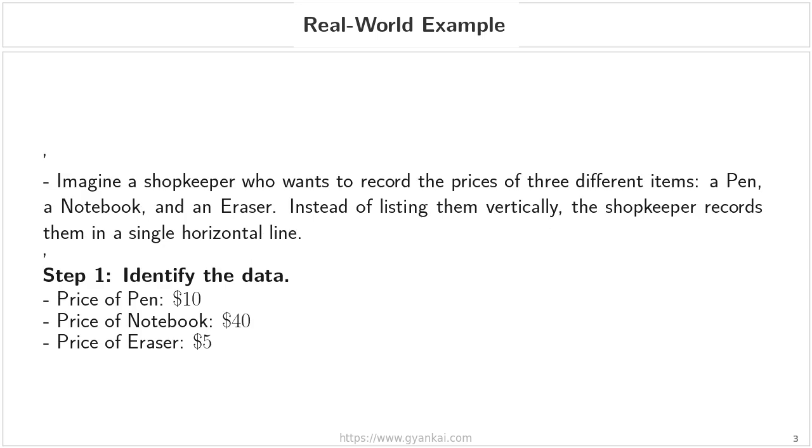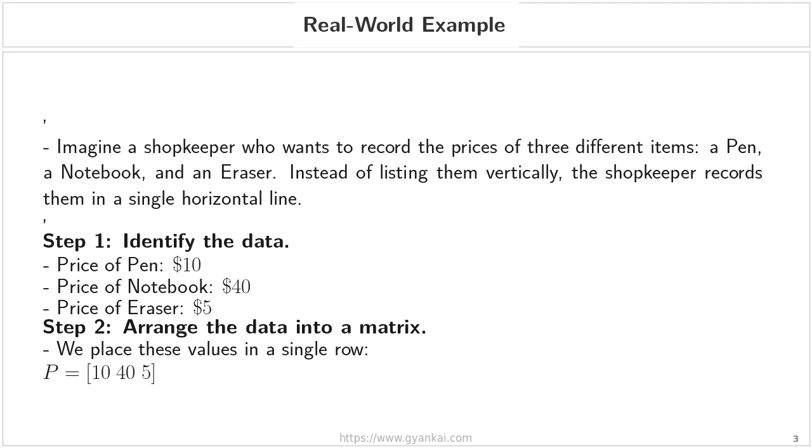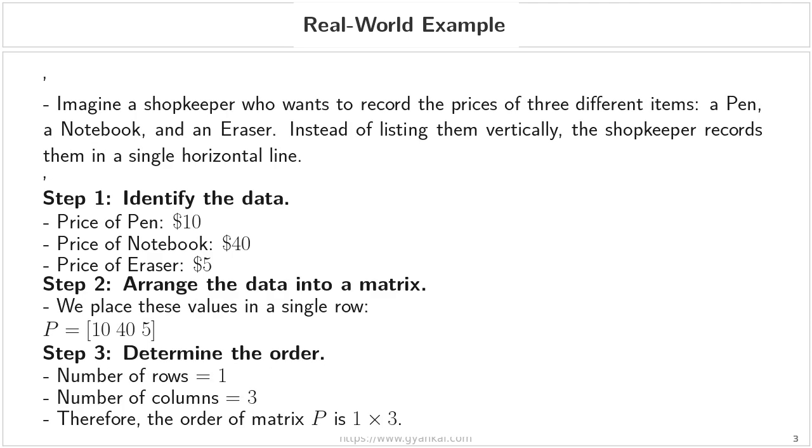First, in step 1, we identify the data. The price of the pen is $10, the price of the notebook is $40, and the price of the eraser is $5. Moving to step 2, we arrange this data into a matrix. By placing these values side by side in a single row, we form matrix P, which contains the elements 10, 40, and 5. Finally, in step 3, we determine the order of the matrix. As we observed, there is only one row and there are 3 columns. Therefore, the order of matrix P is 1 by 3.